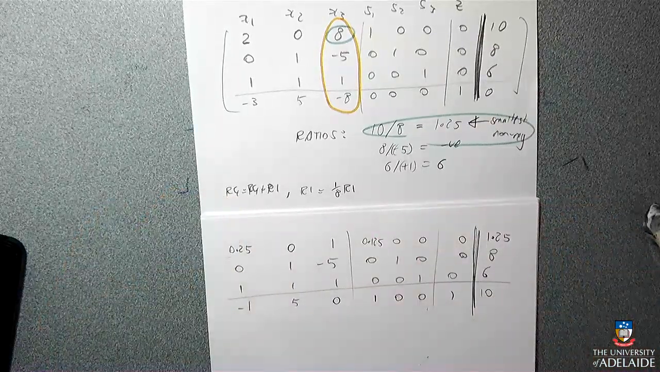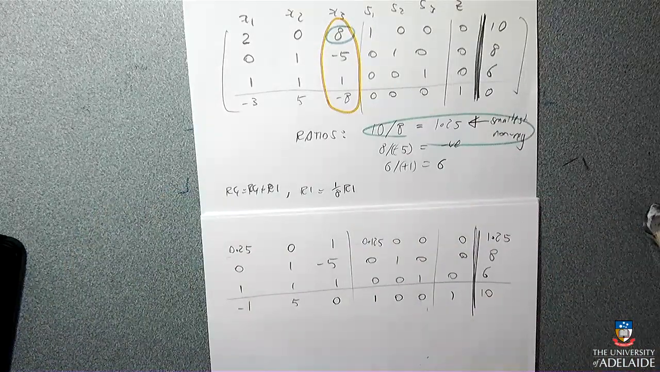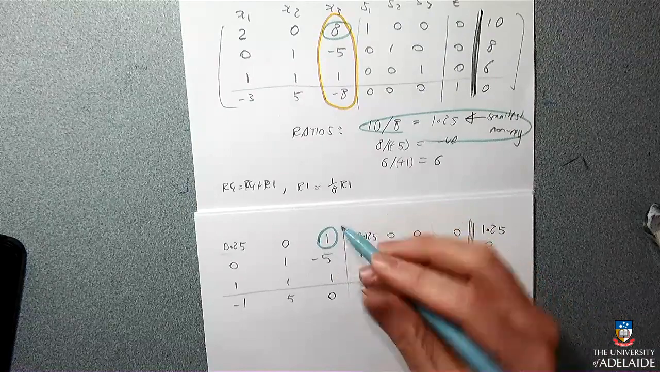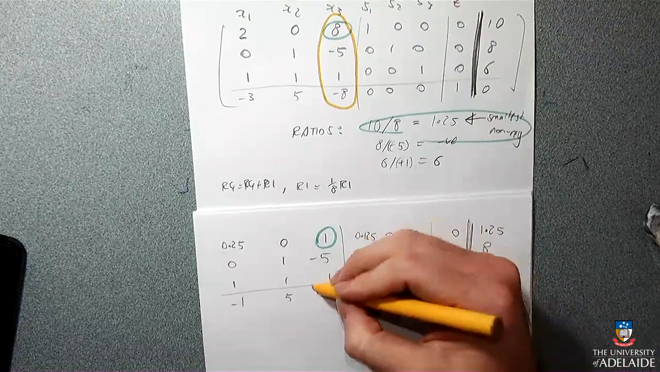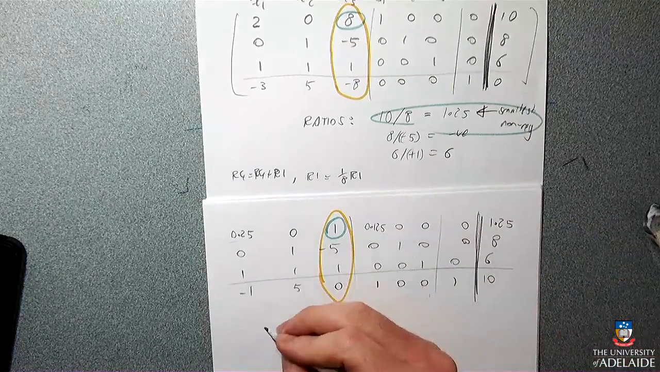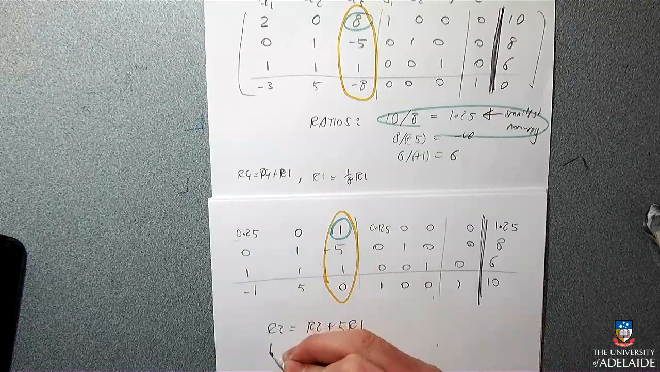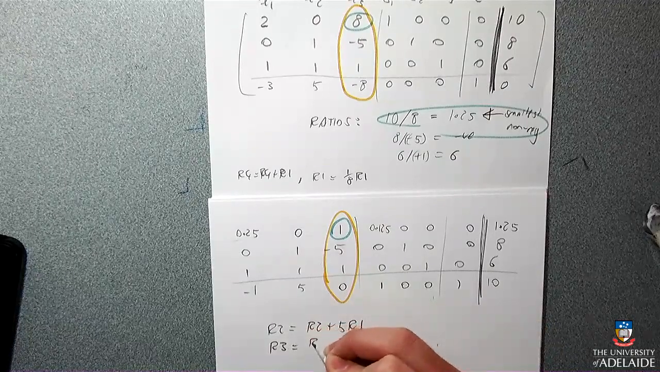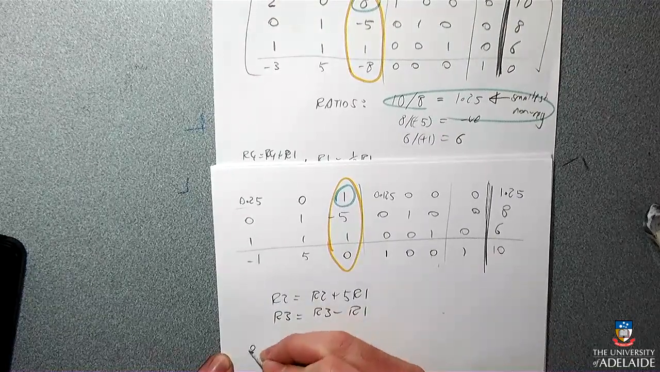Okay, cool. So I'm still not there. Let me just check. I needed a 1 here and zeros here. So I'm going to need to do row 2 is row 2 plus 5 of row 1, and row 3 is row 3 minus row 1. Okay, I didn't change row 1.